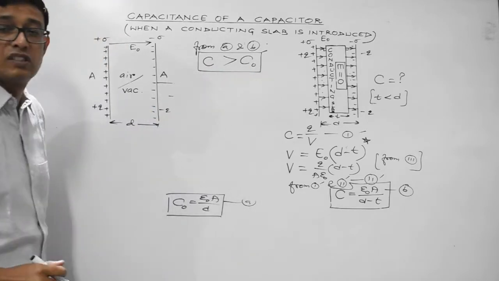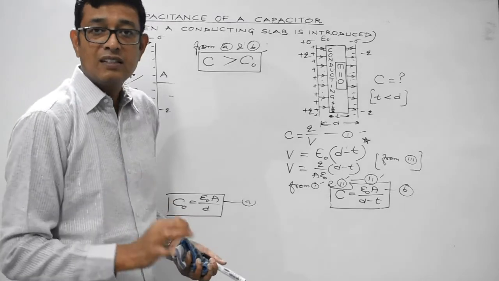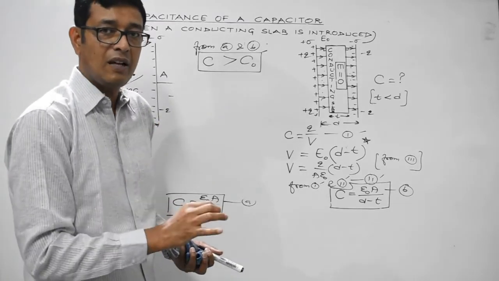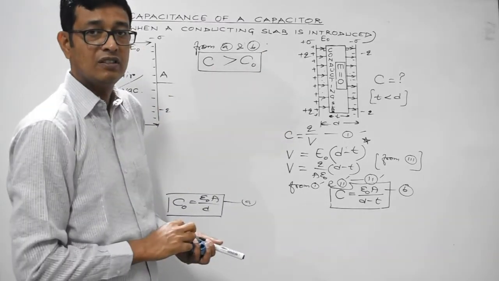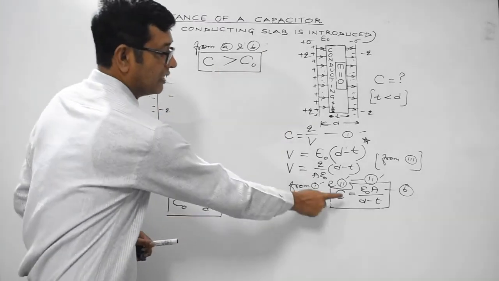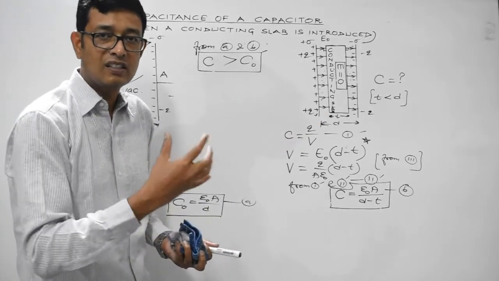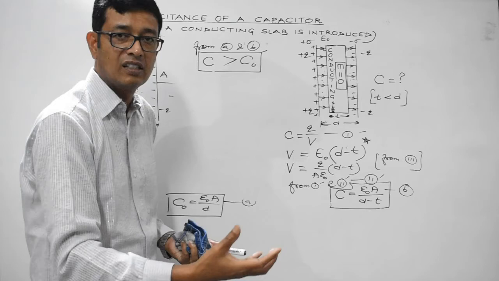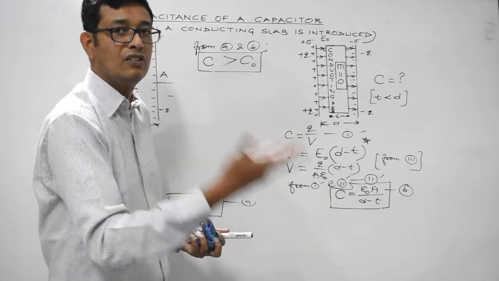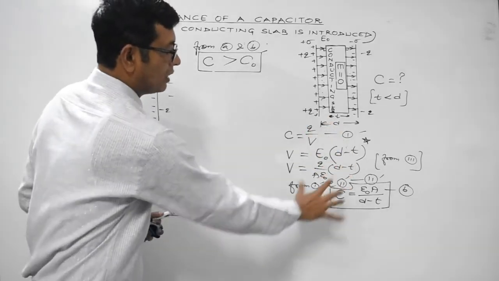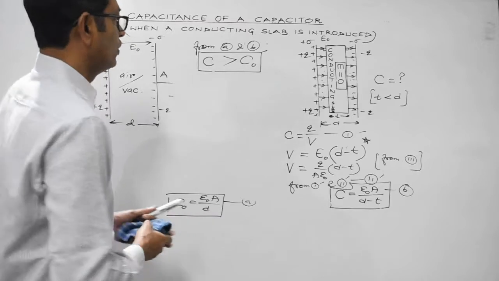So students, what's the conclusion then? We conclude that when a conducting slab is introduced in the space between the plates of the capacitor, then the net capacitance tends to increase. On introducing a conducting slab, the net capacitance of the capacitor tends to increase, right? So this is the mathematical verification. We will discuss a special case as well.